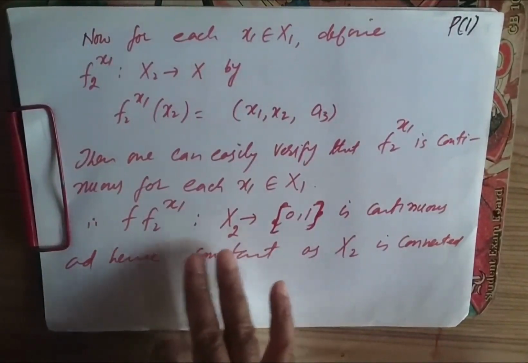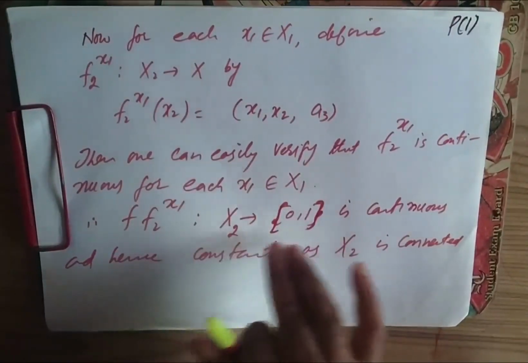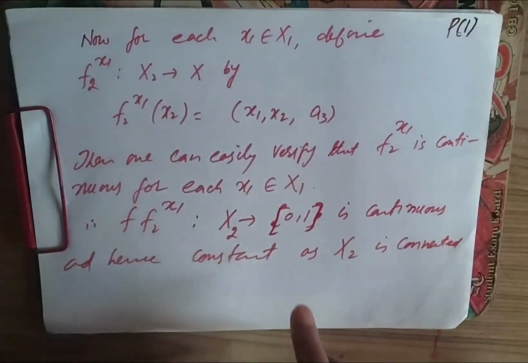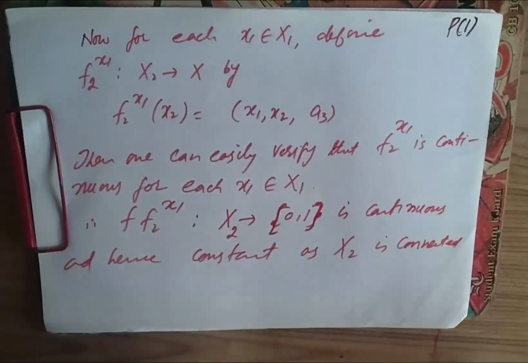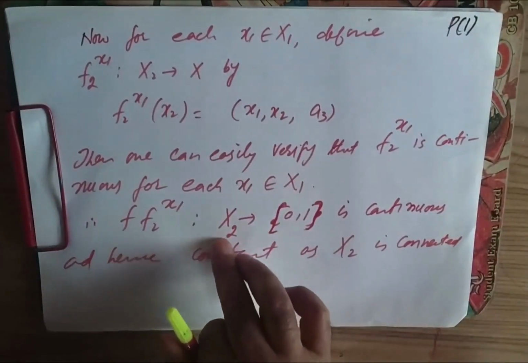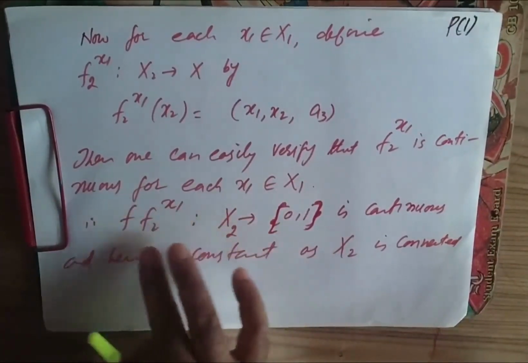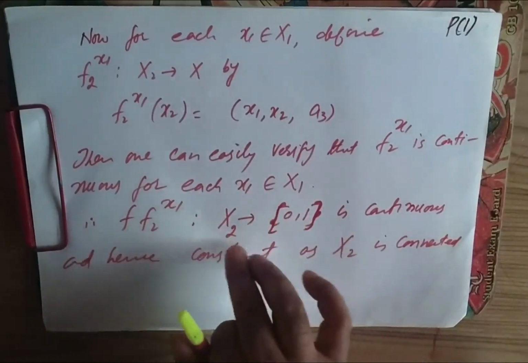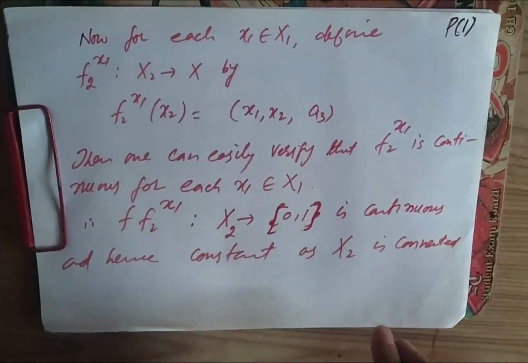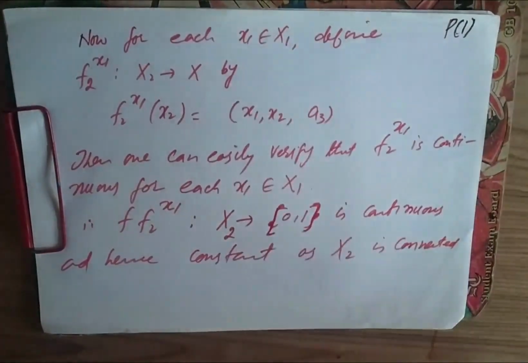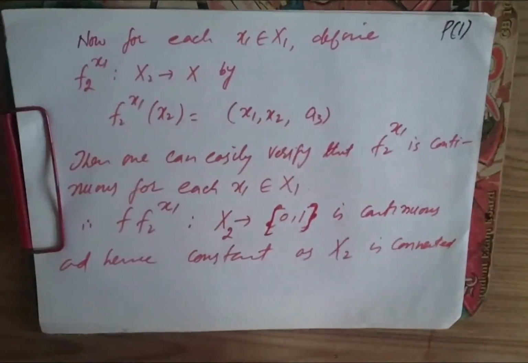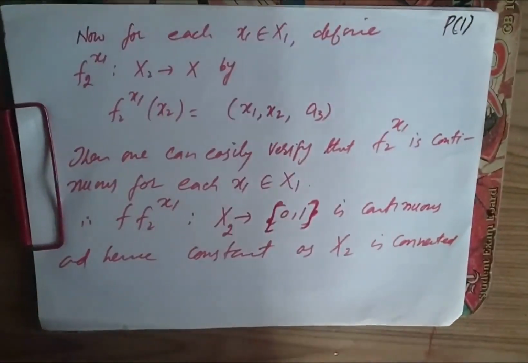That there is a continuous function from X onto the discrete 2-point space {0,1}. So since this X2 is connected, it's not disconnected. Therefore, if f∘f2 x1 is a continuous map from X2 to discrete space {0,1}, then that map should be constant.